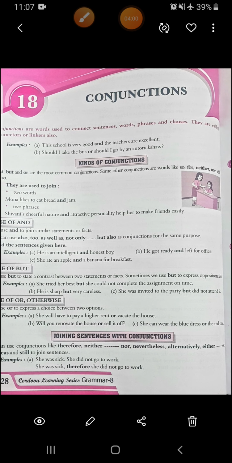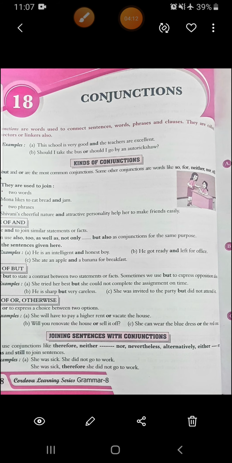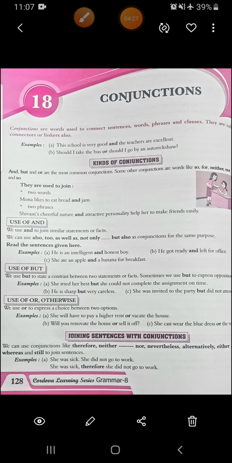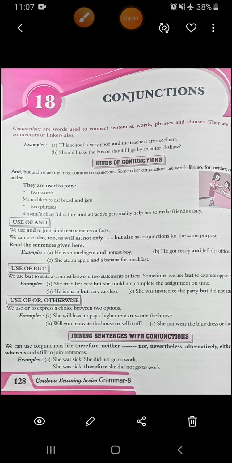Then, he is sharp but very careless. So again, this thing is in contrast with each other. That means he's sharp, he's very intelligent, he's a very bright student. But the problem, what is the problem with that person? That he is careless. Then see example. She was invited to the party but did not attend it. So she was invited, she was given an invitation to attend the party, but she did not attend it. And that is a contrast between these two sentences.